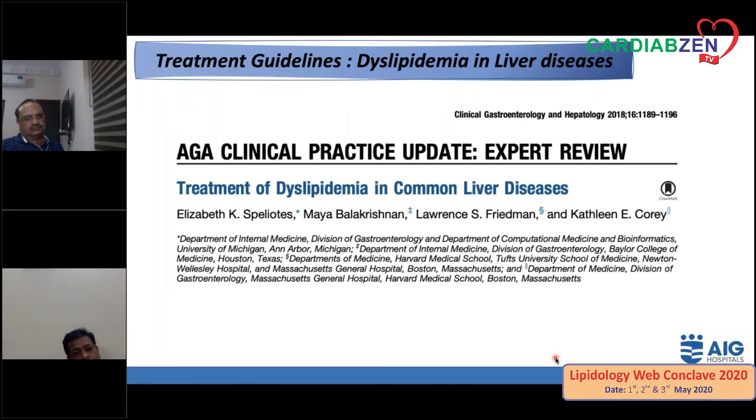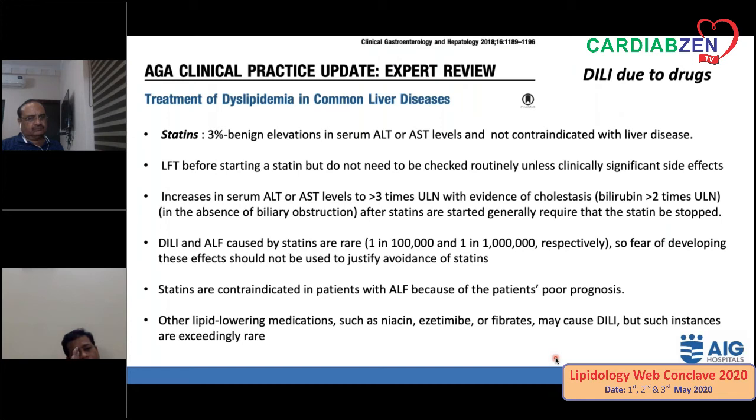What it states is that many people are afraid of starting statins in cirrhotic patients or in patients with liver disease because they believe the AST, ALT is elevated, but the GREACE trial has already shown this. So the 3% benign elevations in AST is not a contraindication. We definitely need to check LFT before starting a statin, but the guideline doesn't say that we become fanatic and keep on checking LFT when a patient is on statin.